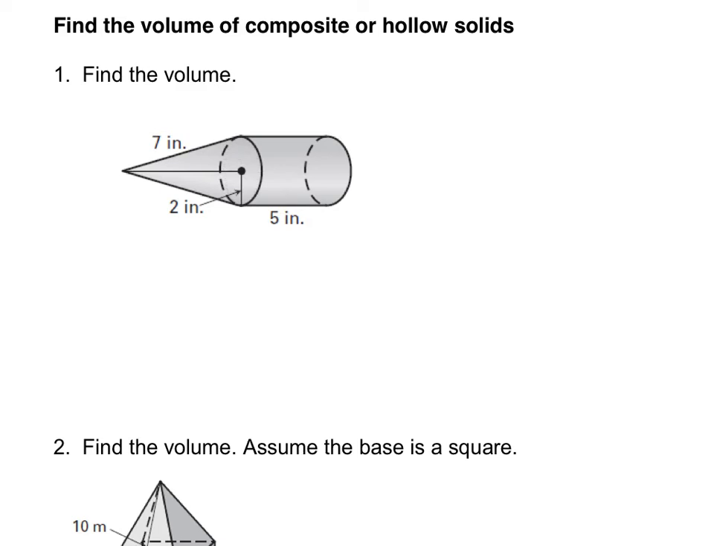All right, so find the volume of composites or hollow solids. So we've already found the volume of these shapes individually. So now composites is just when we look at two of those shapes put together. So here, this shape, we've got a cone and a cylinder.